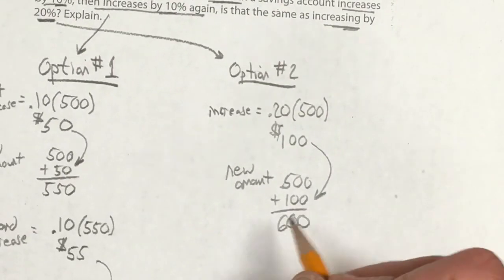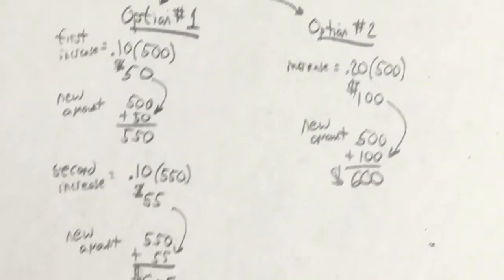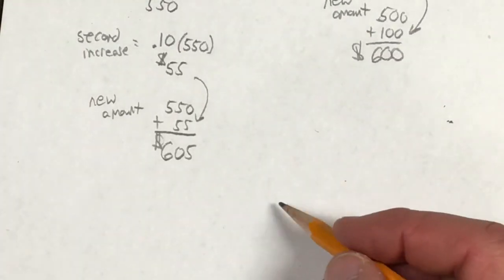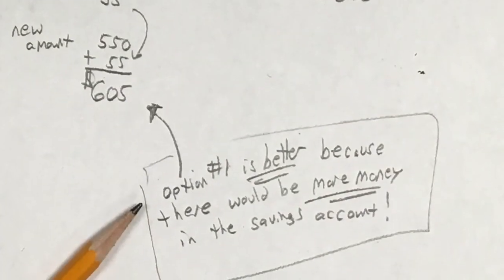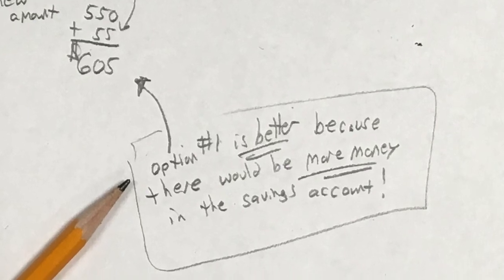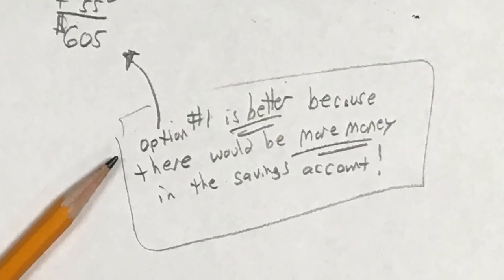So which option is the better option? As you see, it's going to be the $605 option, which is option 1. Take 10%, then find 10% of that, and it'll give you a better increase.